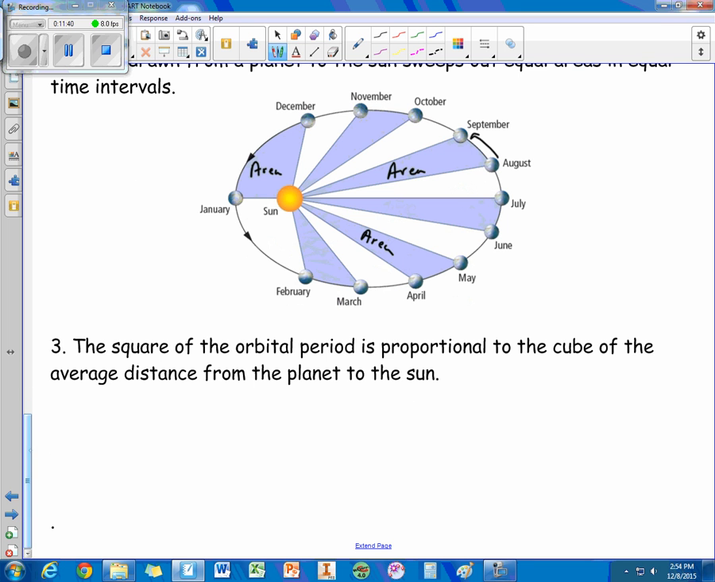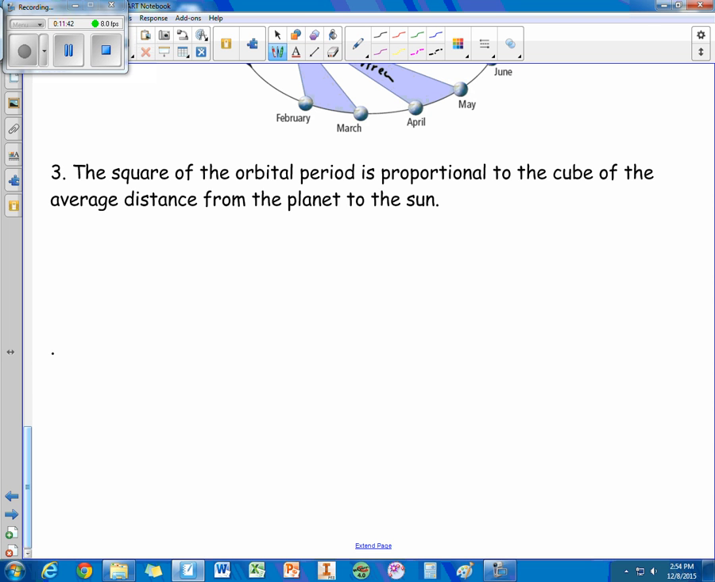Now the third law. The third law says that the square of the orbital period is proportional to the cube of the average distance between the planet and the sun, or between the satellite and the planet. So that's what that is. What that means then is that T squared must be equal to some constant times r cubed.